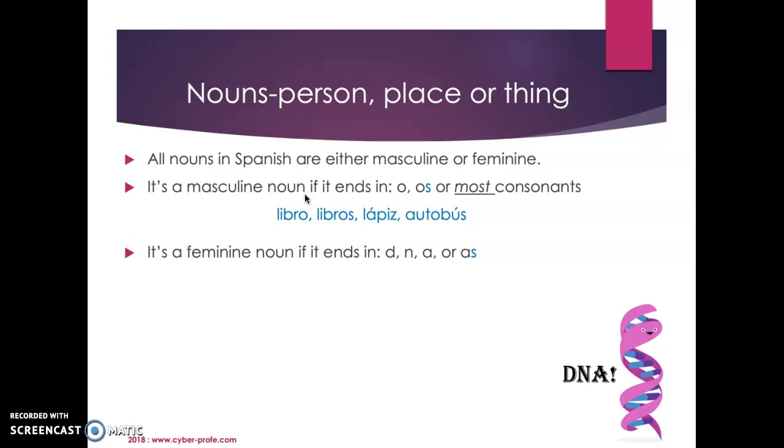So notice we have two consonants in there. We have the letter D and the letter N. So this is why for masculine nouns it says most consonants, because we do have two that fall under feminine nouns. So if you look to the bottom right corner, I have a little DNA strand you probably have seen in science class. So remember, DNA is feminine.